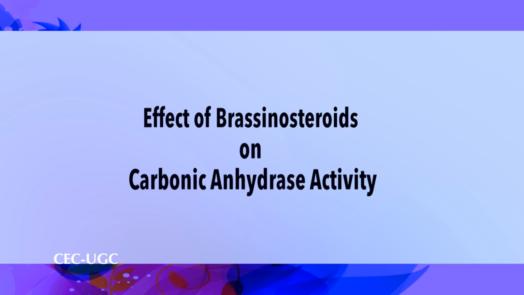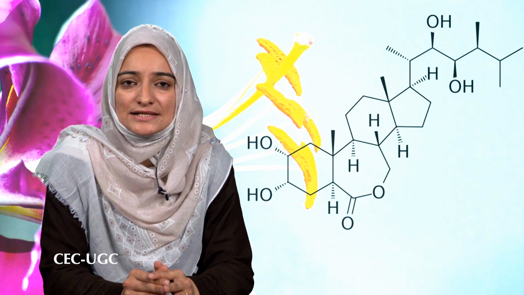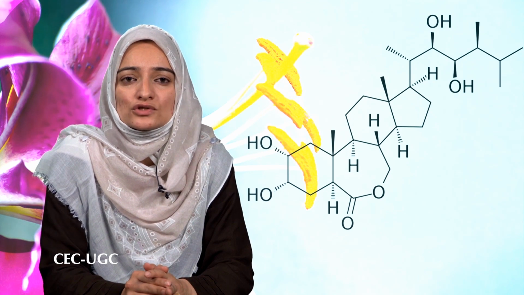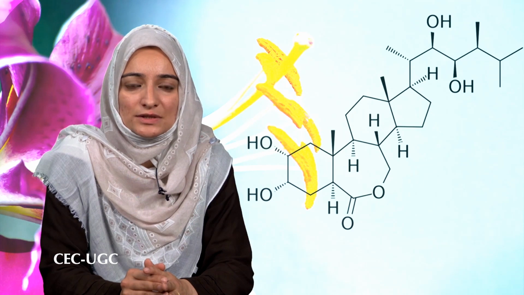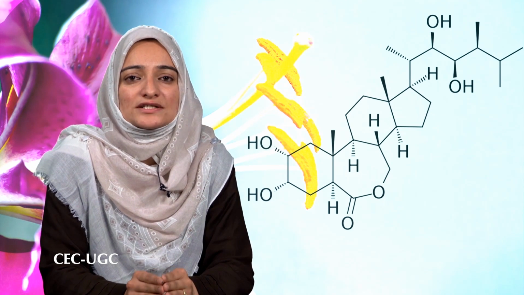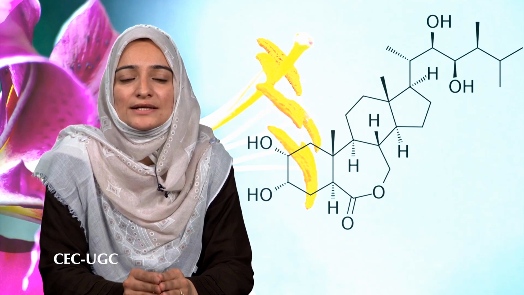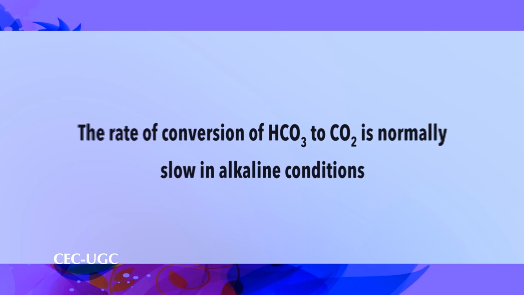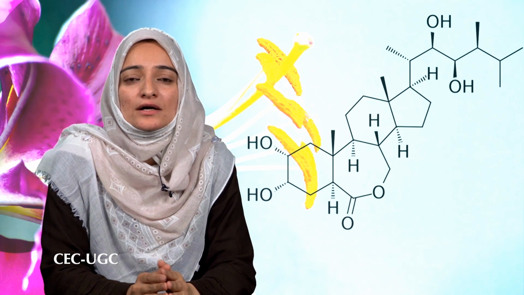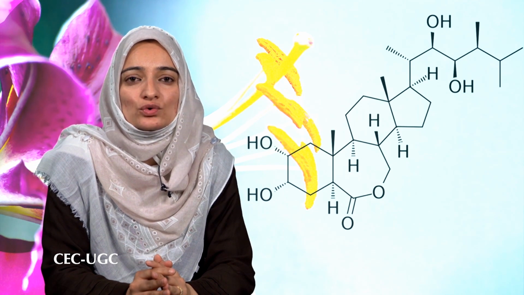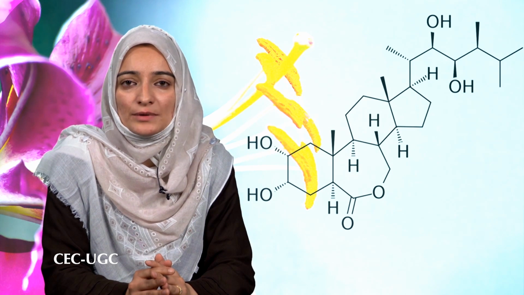Next is effect of brassinosteroids on carbonic anhydrase activity. Carbonic anhydrase is the second most abundant soluble protein other than rubisco. In C3 chloroplast, it is a ubiquitous enzyme among living organisms. It catalyzes the reversible interconversion of bicarbonate and carbon dioxide. The rate of conversion of bicarbonate to carbon dioxide is normally slow in alkaline conditions. However, carbonic anhydrase activates the use of bicarbonate in the production of carbon dioxide.